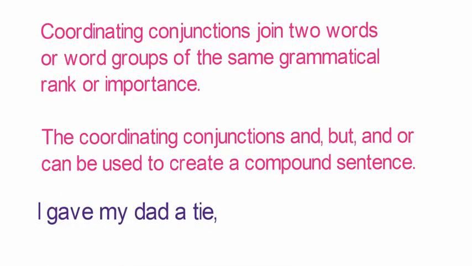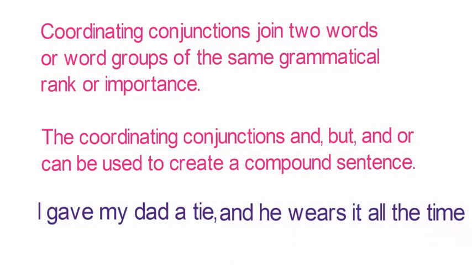I gave my dad a tie. All right, this is one sentence. And we're going to use and to join that to another simple sentence. And he wears it all the time. So we use the conjunction and to join this sentence, and this is called a compound sentence because if we remove and, then we get two simple sentences. That's what we mean by a compound sentence when we join two simple sentences together.